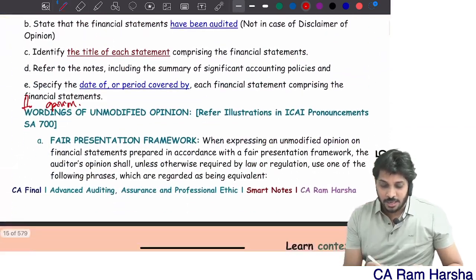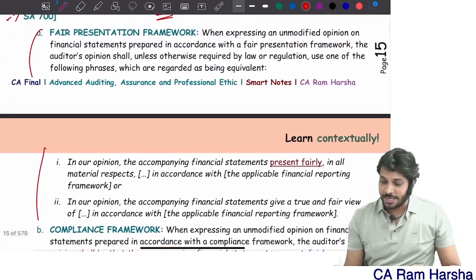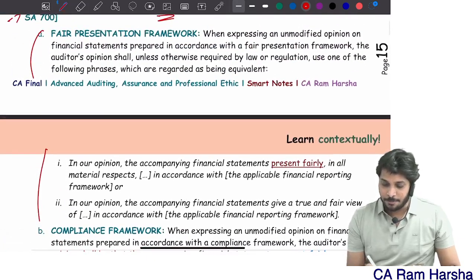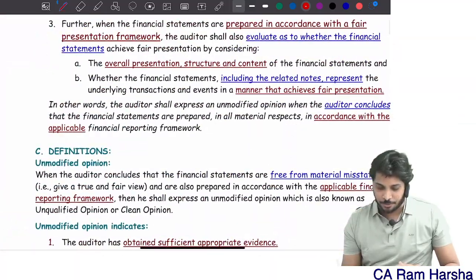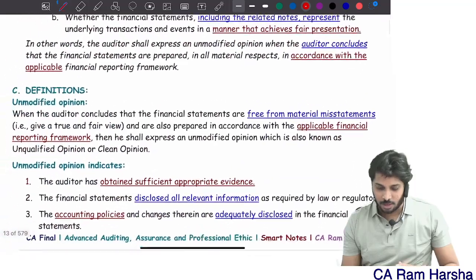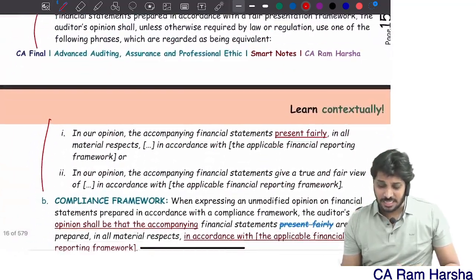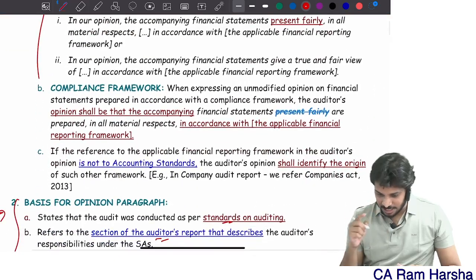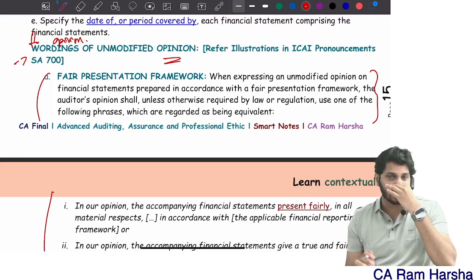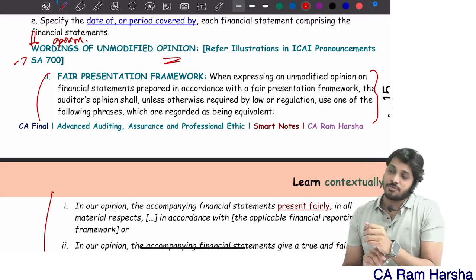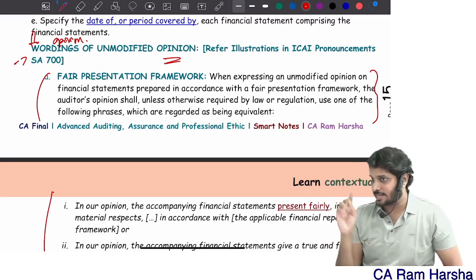Next, now you see here, wordings of unmodified opinion. They have given this material. I told right, explicitly, implicitly, all that, remember? So that entire discussion, I think the concept discussion is there in the above. Fair presentation framework or compliance framework. I think this is enough technically. Definitions are not given. Definitions were there in the fundamentals chapter itself. If you see the original, it will also contain the word explicitly, implicitly, all that. I have already given the explanation for that.